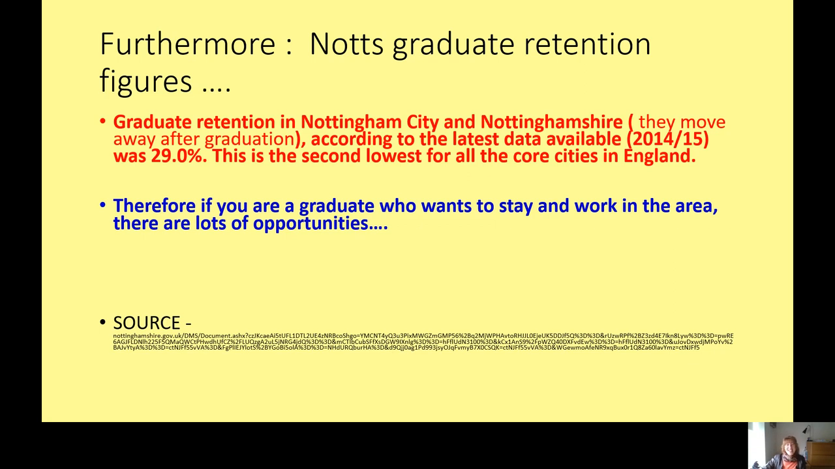So what that means is that if you're a graduate and a young person that wants to study at university in the Midlands or the East Midlands, and you want to then stay in your home area and have a graduate job in the Midlands or the East Midlands, there's a lot of graduate opportunities available for you. And therefore, there's going to be lots of opportunities. So you should not let some of the discussions and things that you hear put you off engaging in higher education, whether it's at a research-based university or at a more modern teaching university.